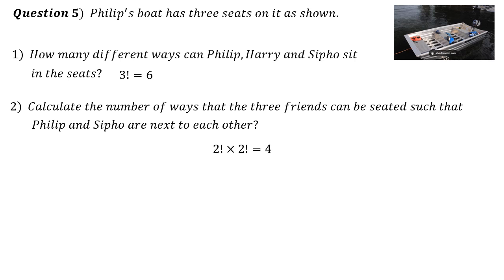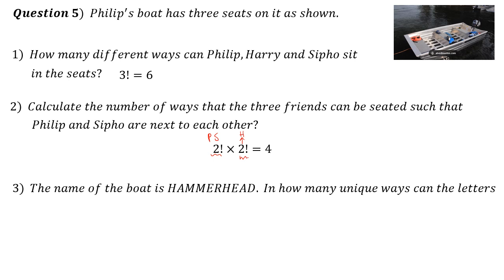The answer is 2 factorial times 2 factorial. Now just be careful. The first 2 factorial, this is for Philip and Sipho. They form a little group. And then Harry is left, but with Harry, there can be Harry first and then Philip and Sipho, or Philip and Sipho and then Harry. So you also need a 2 factorial for that arrangement. And then your answer 4.